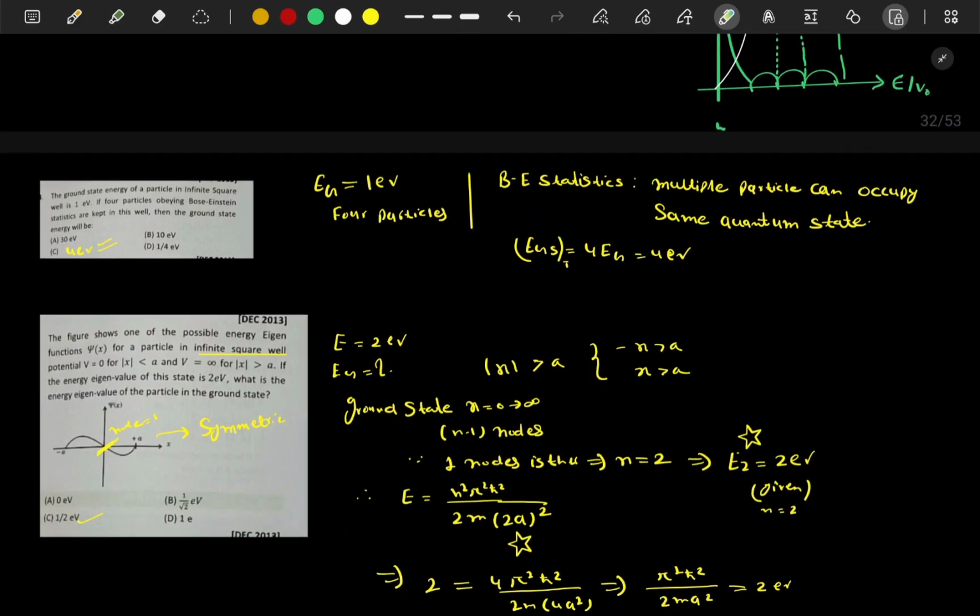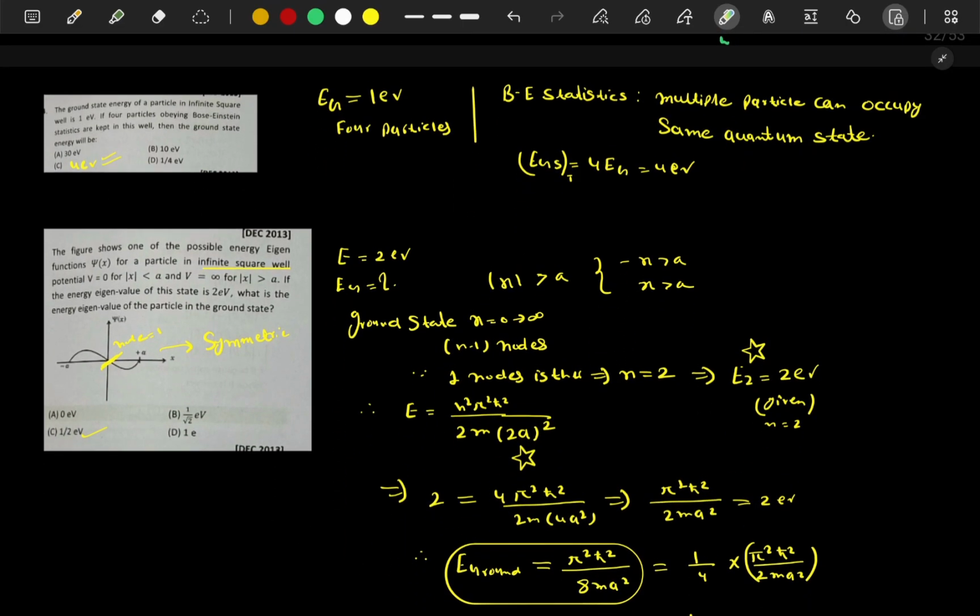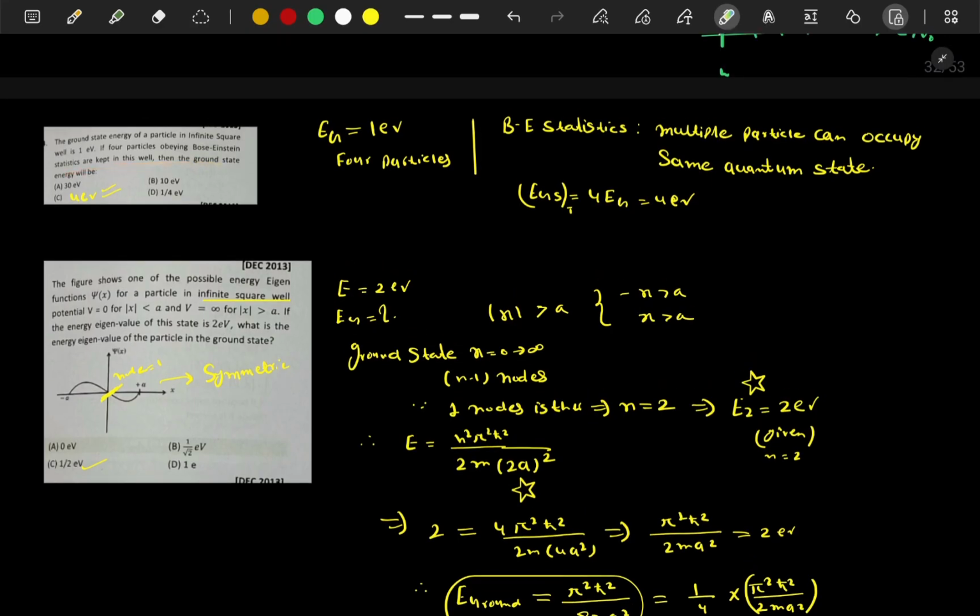Now we will discuss some numericals. So here is our first question. The ground state energy of a particle in a finite square well is 1 electron volt. If 4 particles obeying Bose-Einstein statistics are kept in this well, then the ground state energy will be? So the ground state energy is 1 electron volt, there are 4 particles, and they follow Bose-Einstein statistics. What does it mean? It means multiple particles can occupy the same quantum state. We call it degeneracy. So the ground state will be 4 times this, which is 4 electron volt.